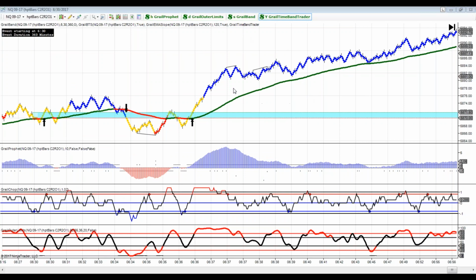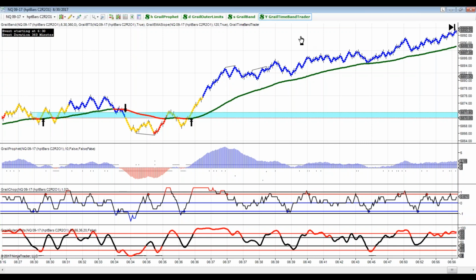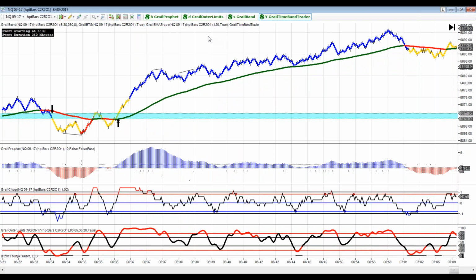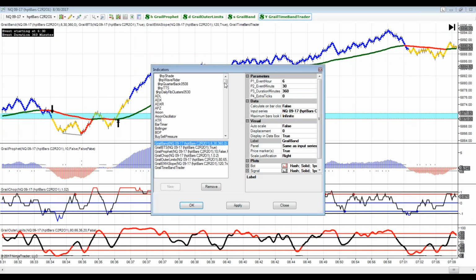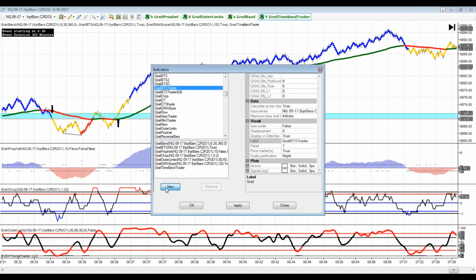All right, any final questions on the Grail Band or the Grail Band Time Trader before we move on to the BTS? All right, so now I'm going to add the second component to this, and the second component is the Grail Bts Trader. So I go in here to indicators. I'm going to scroll down. I'm going to find the Grail Bts Trader right here. Click New, and then click OK.